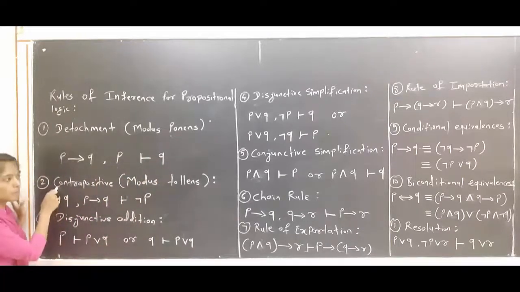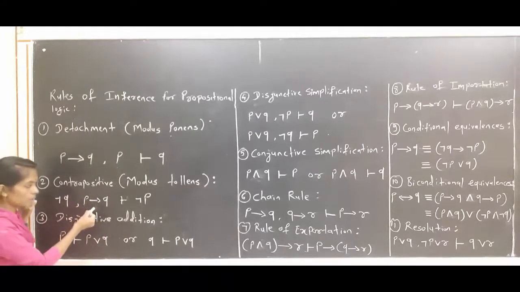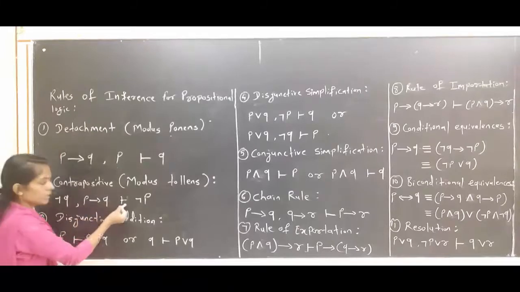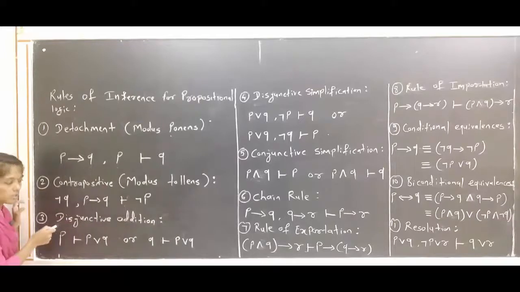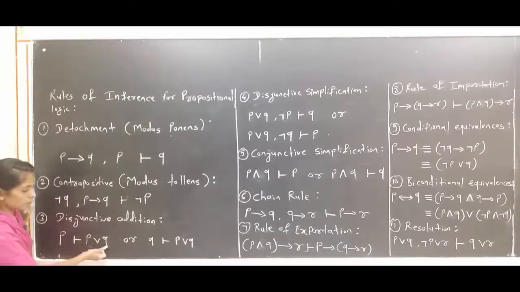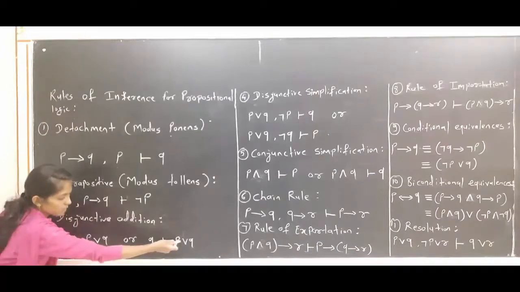Second, contrapositive. It is also called Modus Tollens law. So negation Q and P implies Q, conclusion is negation P. Next, disjunctive addition, P, conclusion P or Q.